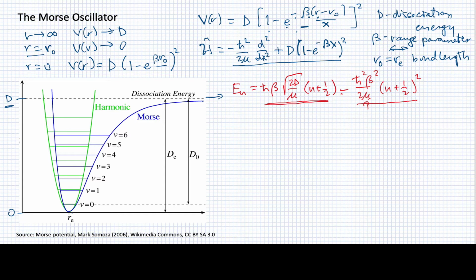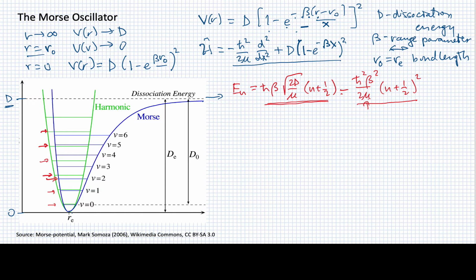The harmonic oscillator energy levels are written in green here, and uniformly they are higher than the corresponding blue levels, actually starting here, the blue levels of the Morse oscillator. So indeed, the Morse oscillator's energy levels are decreased a bit relative to the harmonic oscillator energy levels.